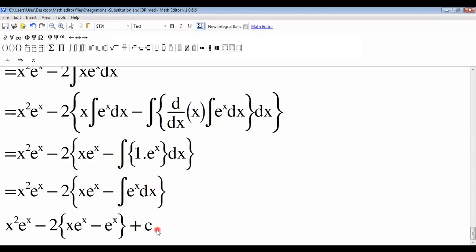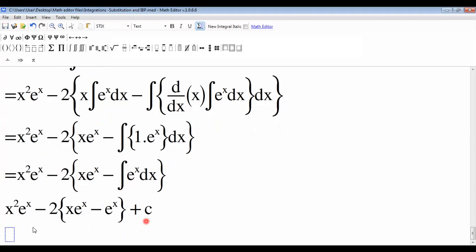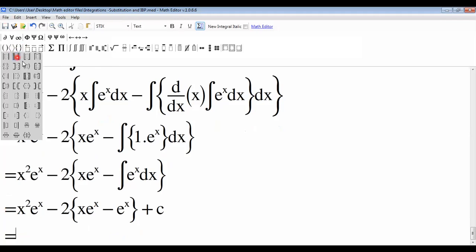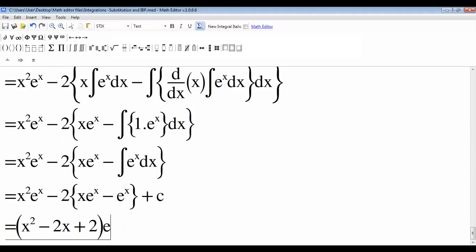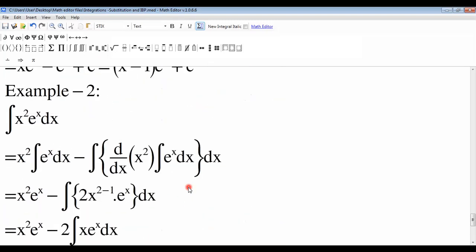Then we have to use the integral rule. This can be written as x square minus twice x plus 2. Minus minus is plus, so this is plus 2, times e to the power x. e to the power x will be common from every term. And this is the result, plus c. This will be the result.